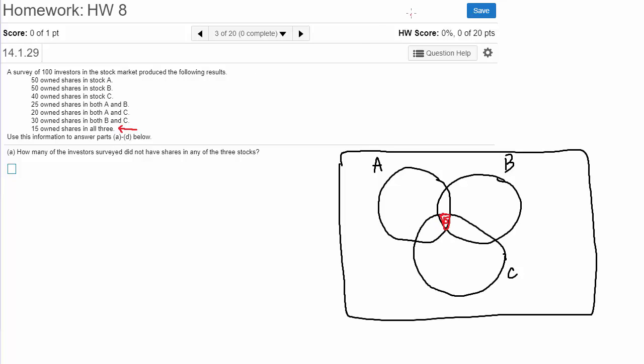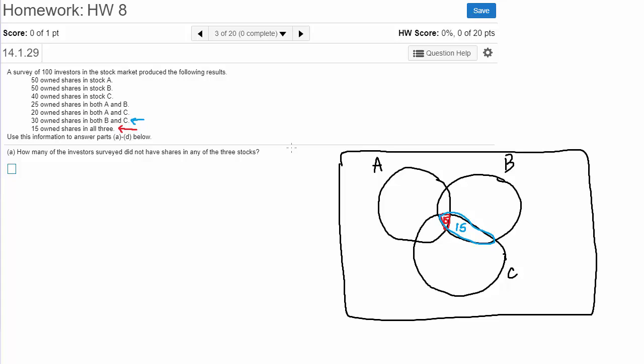Now the next piece of information is that 30 own shares in both B and C. So B and C is this area here, the blue overlap. Now there's 15 people already in that overlap that also own stock A. So if there's 30 people that own shares in both B and C, and 15 of them already own A, that means this other number must be 15, because these two add up to 30. The 15 that own stock A as well, and then the 15 that just own B and C by itself. And we're going to continue this process.